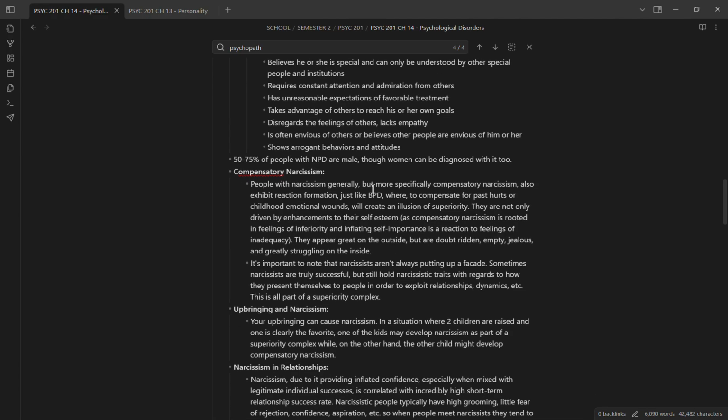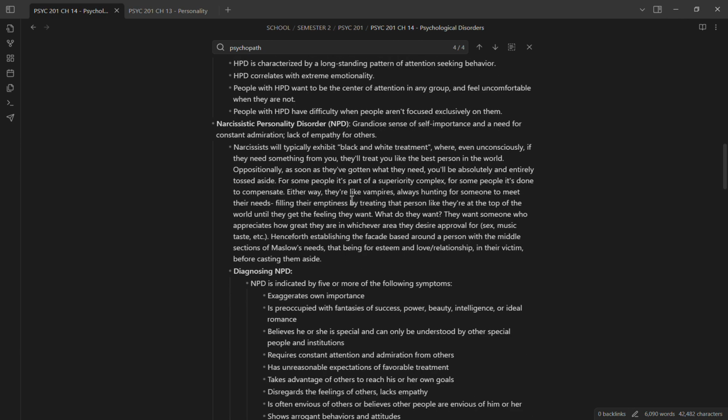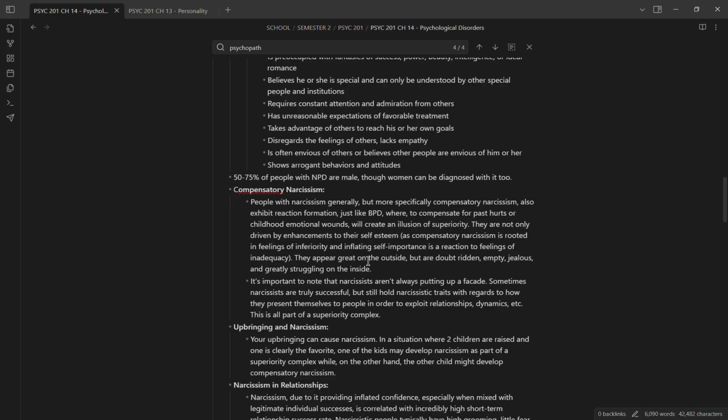Compensatory narcissism. Let's talk about that. It's not always something that's based out of a superiority complex. There's normal narcissism, which can be based on a superiority complex, grandiose sense of self. Compensatory narcissism describes people that exhibit reaction formation, where to compensate for past hurts or childhood emotional wounds, they create an illusion of superiority. Again, reaction formation isn't specifically just the phenomenon of something you think and then projecting the opposite. It can also be something that you feel or a trauma and projecting the opposite. They're not only driven by enhancements to their self-esteem, as compensatory narcissism is rooted in the feeling of inferiority and inflating self-importance as a reaction to feelings of inadequacy. They appear great on the outside, but are doubt-ridden, empty, jealous, and greatly struggling on the inside.